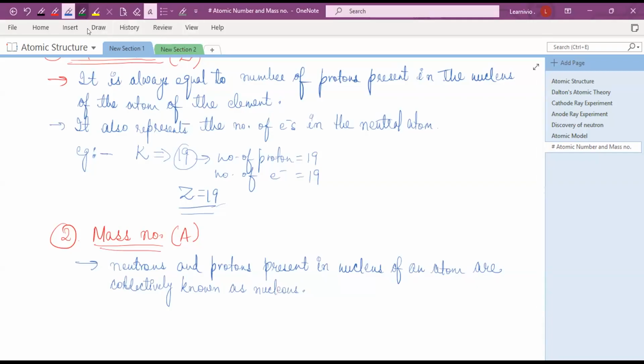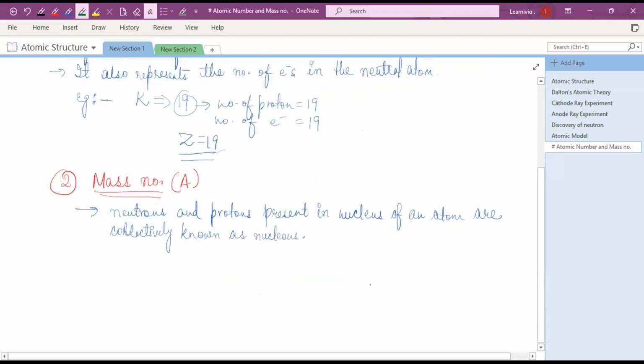For example, X is some element, right? So here we write the atomic number, which is Z, in the subscript, and in the superscript we write the atomic mass. Sorry, the atomic number is over here, and the atomic mass is over here. This is the atomic mass A, and the atomic number here is Z, right?